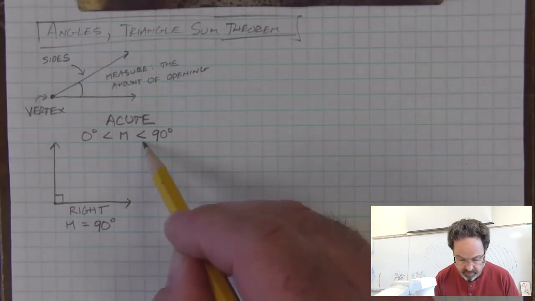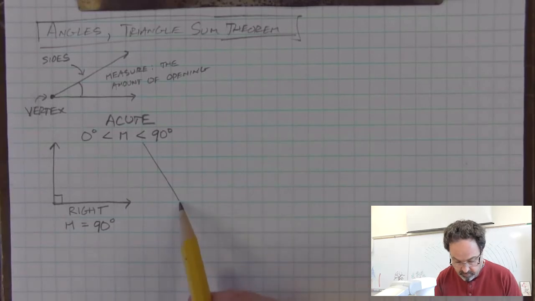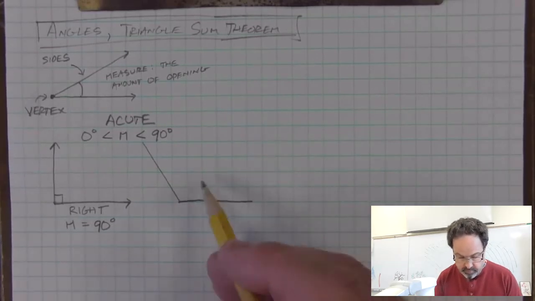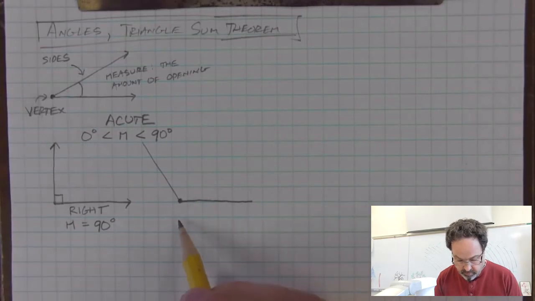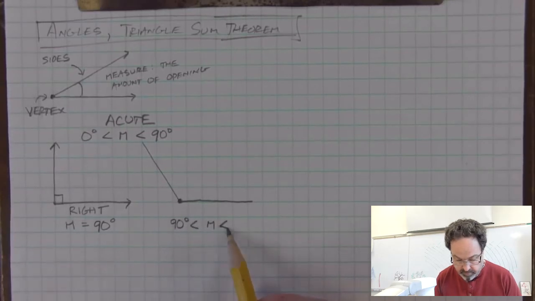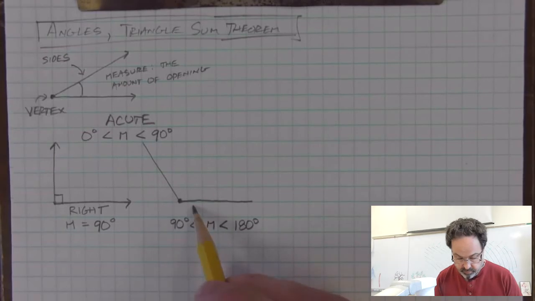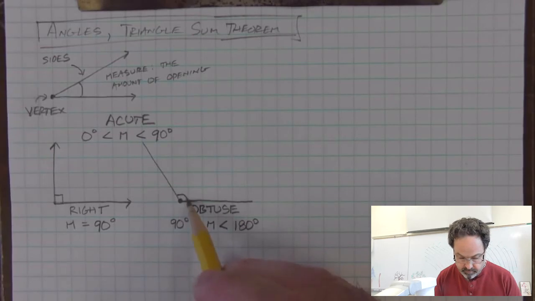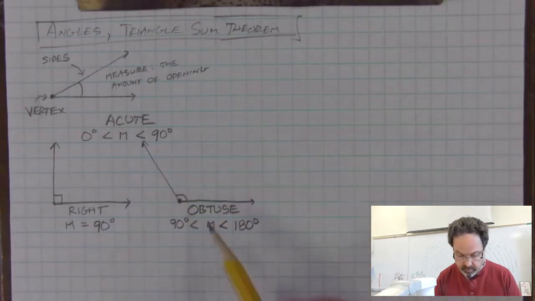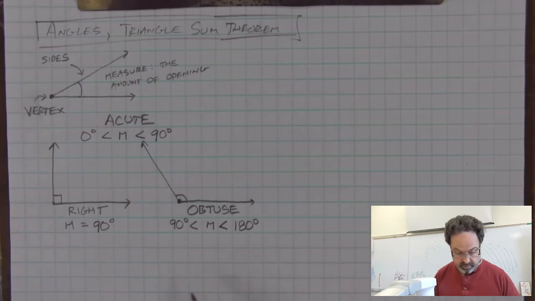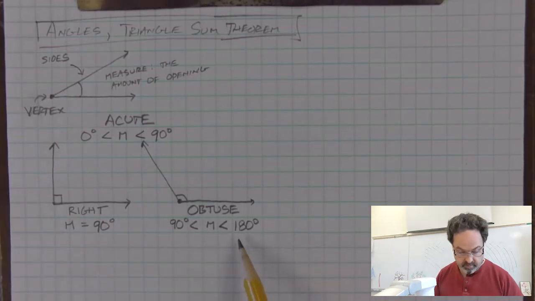An angle that is large, and large means that it's greater than a right angle's measure of 90 degrees, but at the same time less than 180 degrees, which is a half circle, we call this kind of angle obtuse. An obtuse angle is any whose measure is in between 90 and 180 degrees.